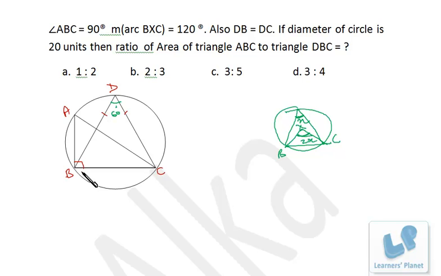Now, next is the diameter of the circle is 20 units. Now this angle B is 90 degrees. That means AC should be the diameter of the circle, because the angle in a semicircle is 90 degrees. This ABC is forming a semicircle and AC is the diameter with length 20 units, right? Directly we cannot say AC will be 20. If this angle is 90 degrees, then only AC will be 20, because the angle in a semicircle is 90 degrees. So this length is 20.